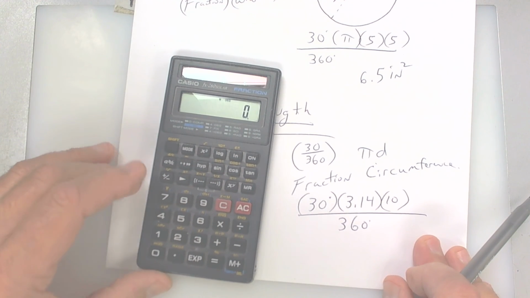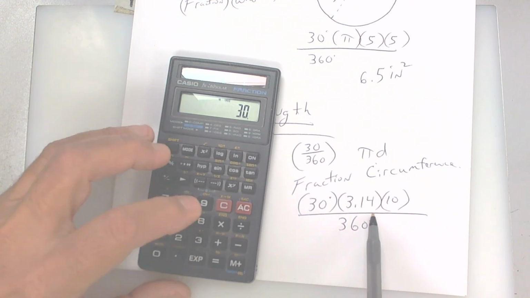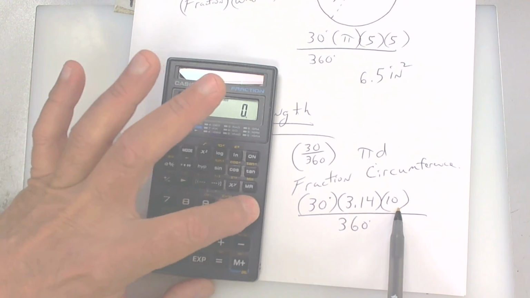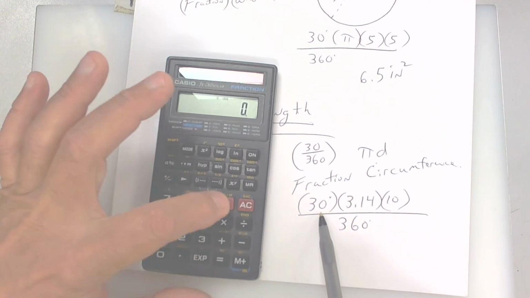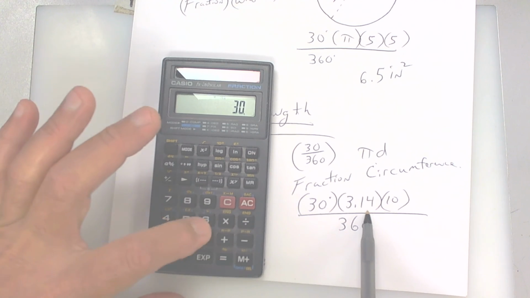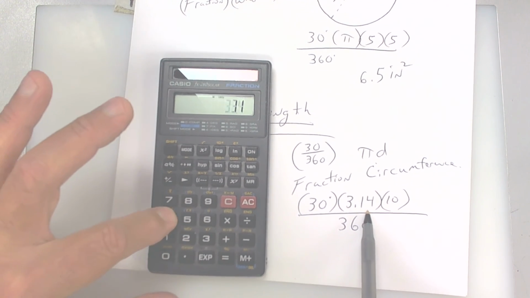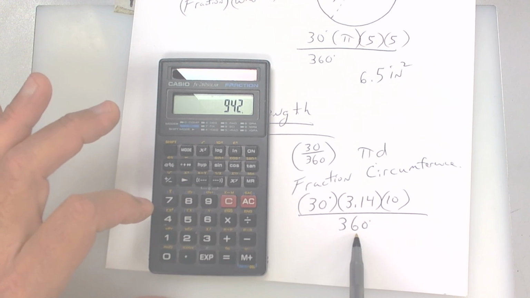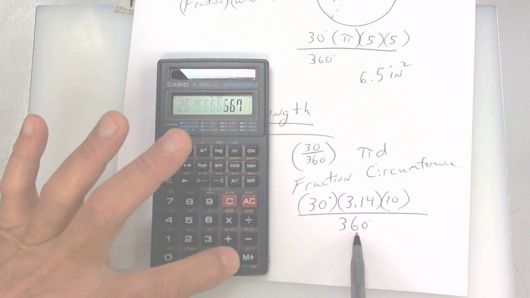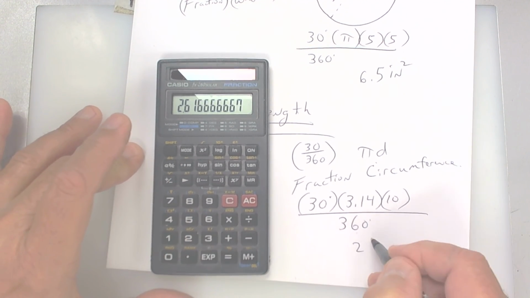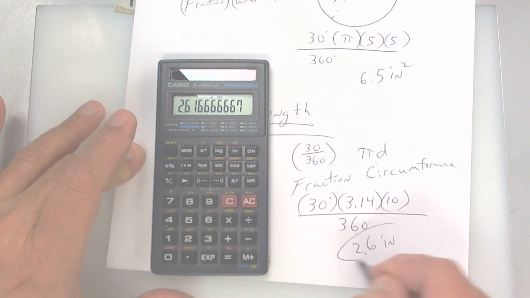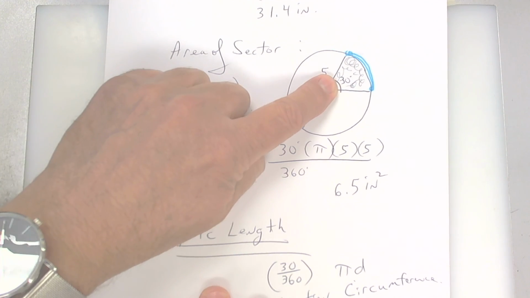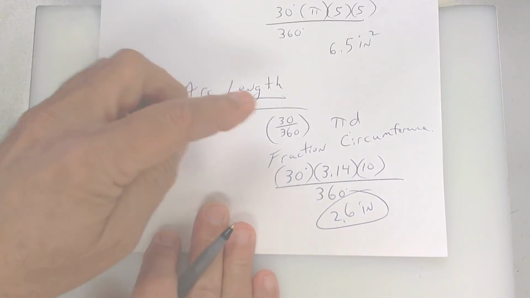Let's try that real quick. So 30 times 3.14 times, oops, try it again, clear it out. So 30 times 3.14 times 10, press equals, divide by 360. Now I know I didn't press equals, but it's 2.6 inches. Okay? So there's two things here. The area of the sector and the arc length.